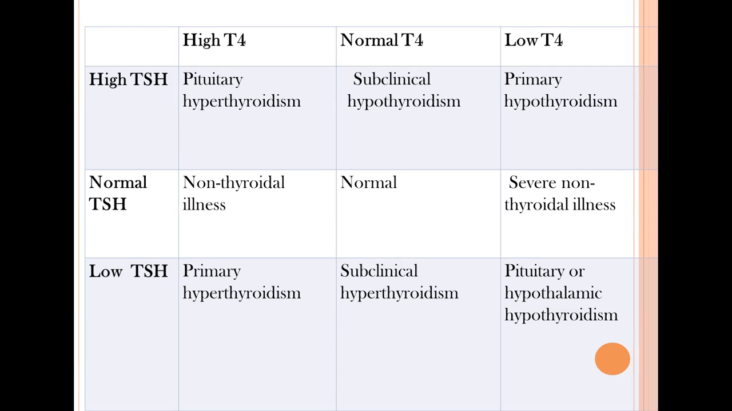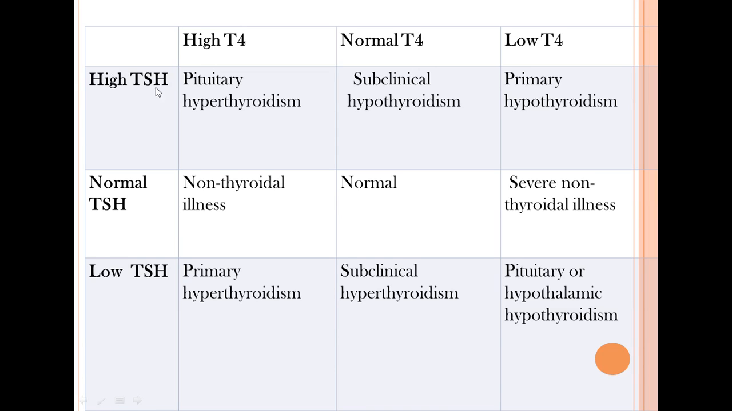This is a scheme for the strategy for thyroid function test interpretation. If we have a high TSH, then the first line of investigation or screening is to measure the TSH. If the level of the TSH is high and increased, then we check the level of the T4. If the level of T4 is high, then the diagnosis will be pituitary hyperthyroidism. You must interpret the case as pituitary hyperthyroidism.